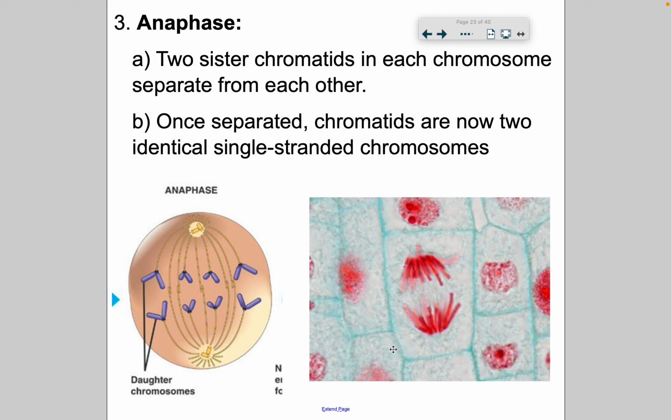So here's a plant cell, because it's boxy. And you can see that we have our chromosomes that are being pulled away from each other. They are no longer duplicated chromosomes. The sister chromatids have been pulled apart.